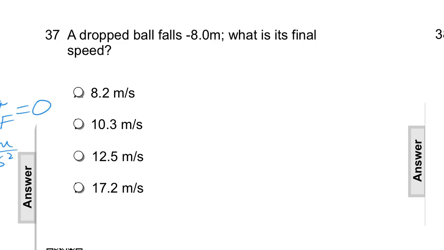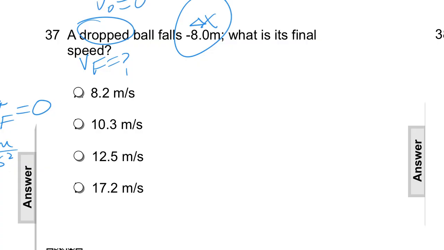Okay, so here we have the distance that falls, delta x. What is his final speed? Okay, VF is question mark. A drop ball, that means VO is 0. And I know A equals G equals negative 10. So what's an equation with X, VO, VF, and A?